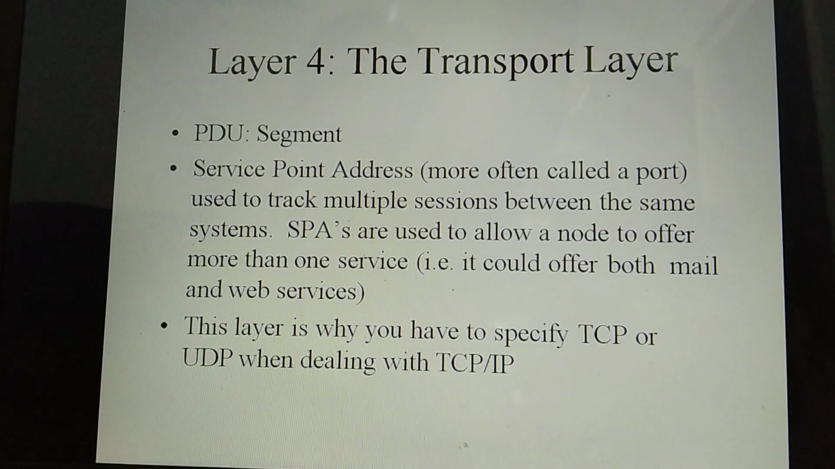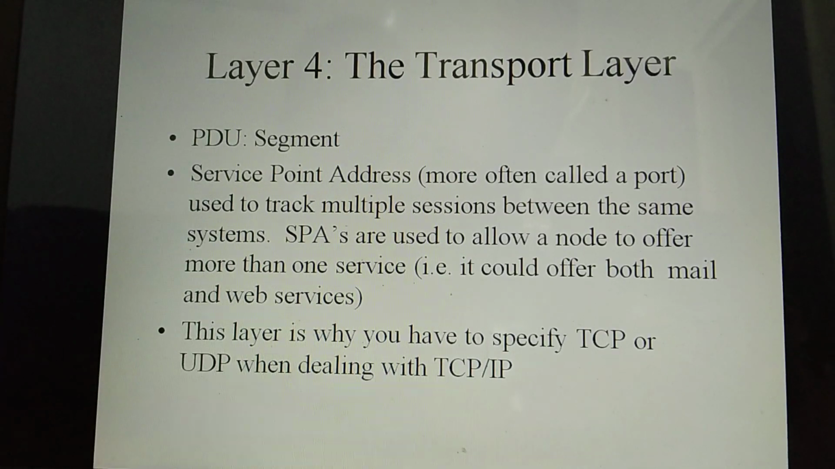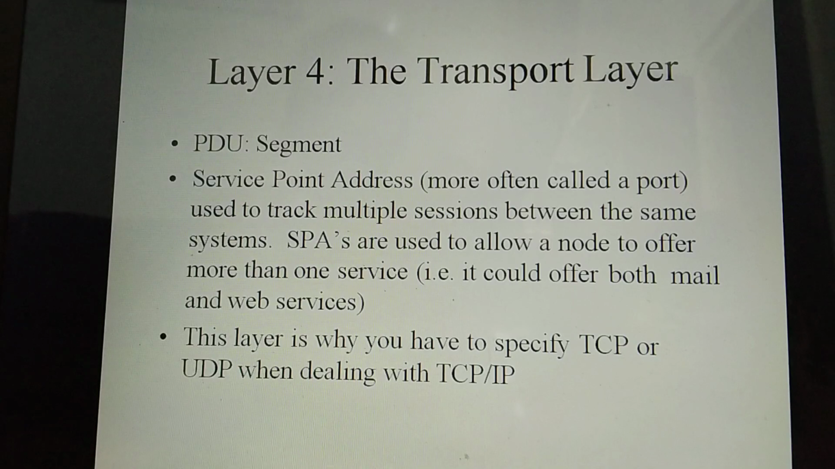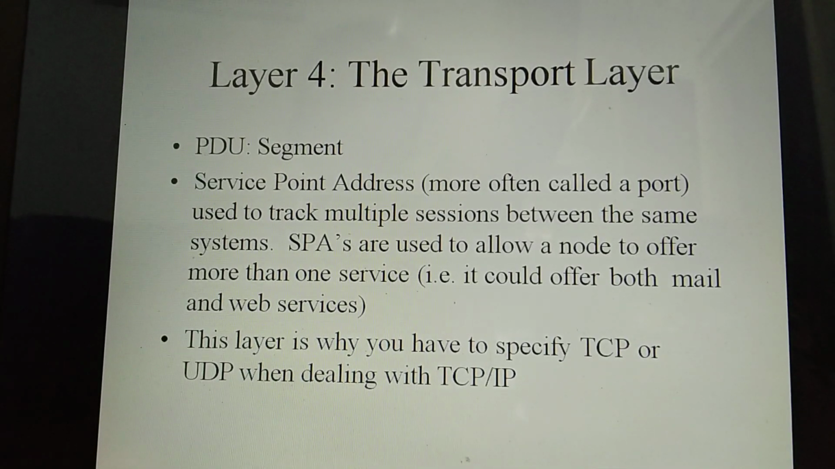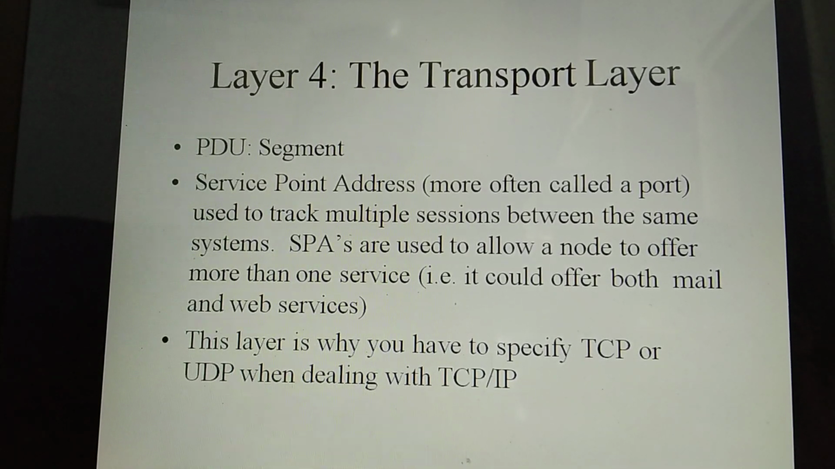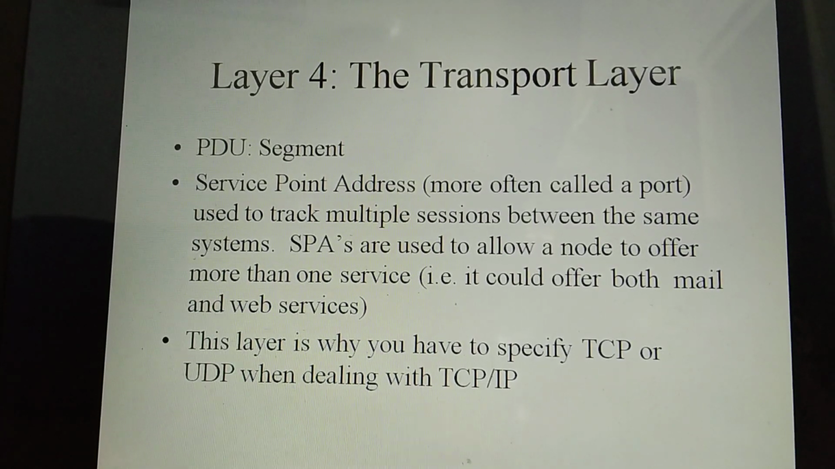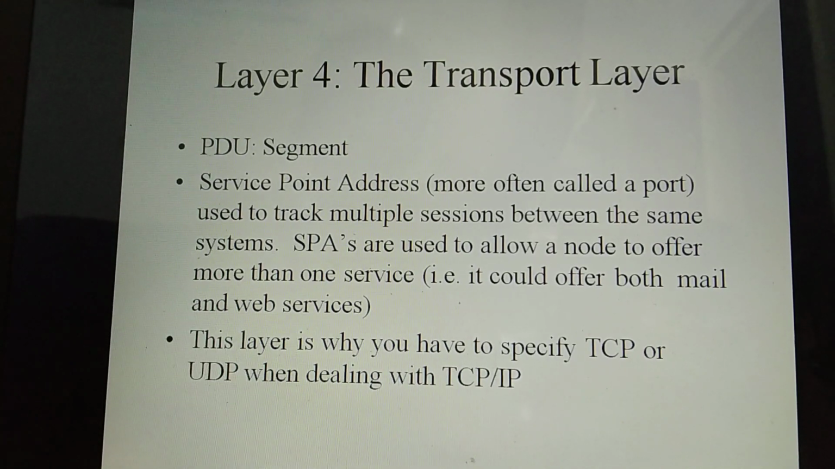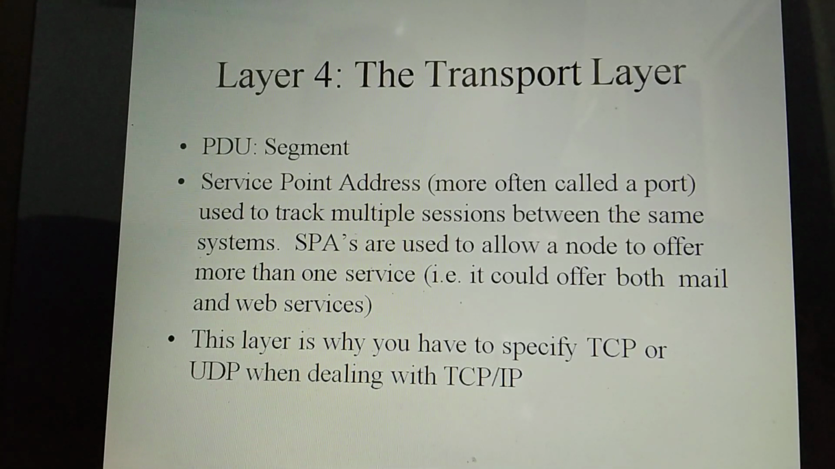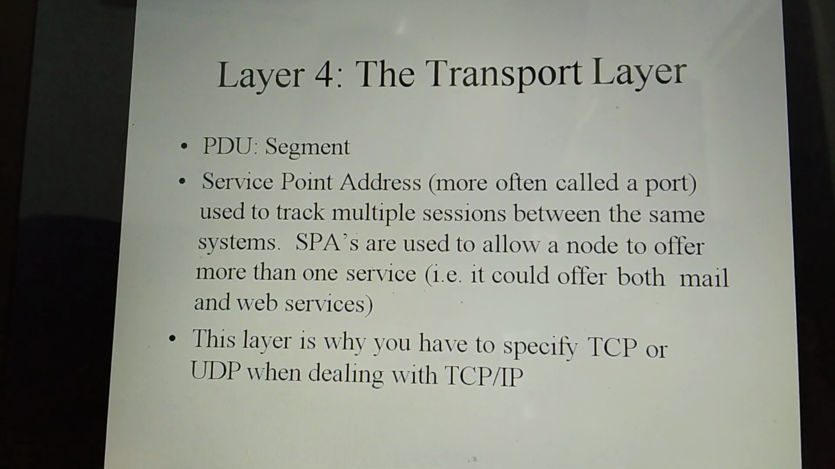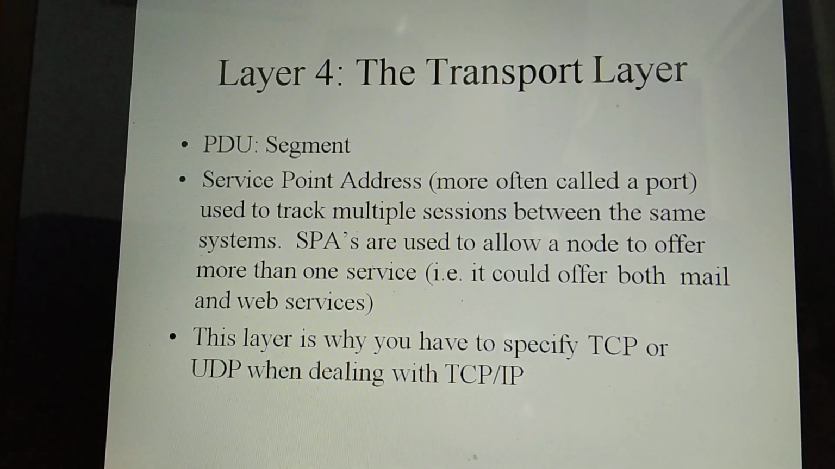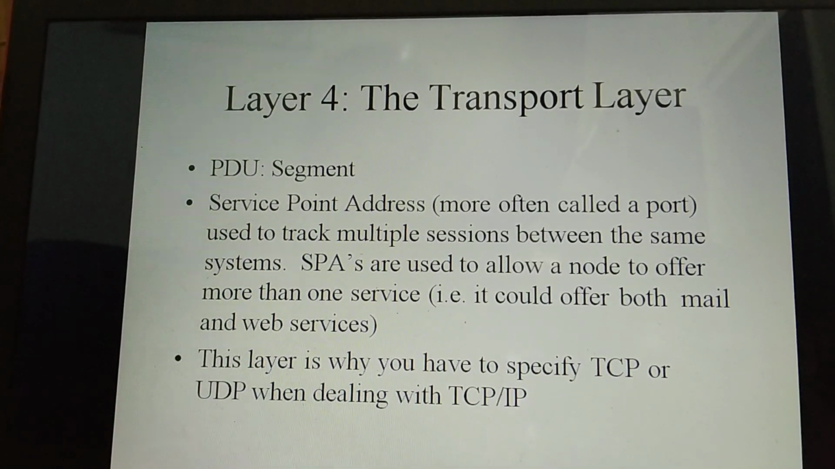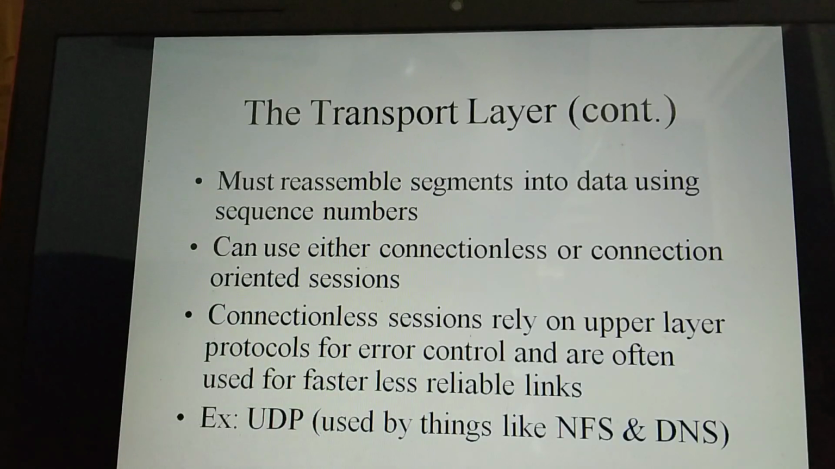Layer 4, the transport layer. Protocol data unit at this layer are segments. A port is used to track multiple sessions between the same systems. So the service point addresses are used to allow a node to offer more than one services. This layer is where we have to specify the connections to be a TCP or UDP connection when dealing with TCP/IP protocol.